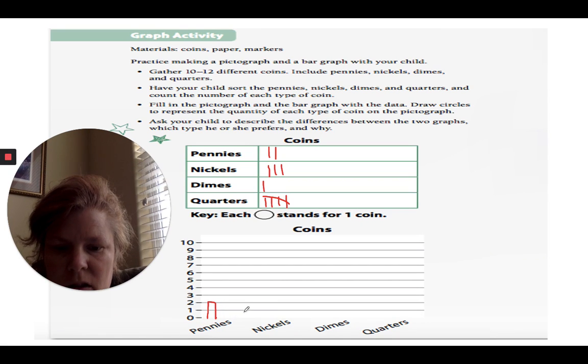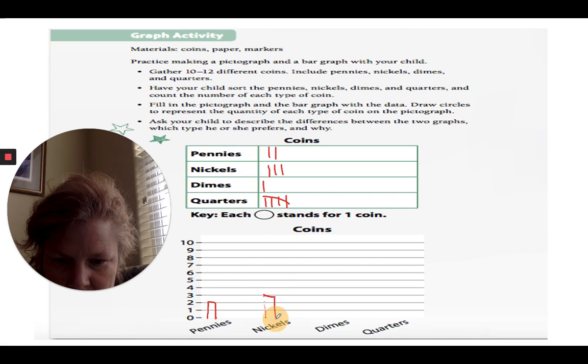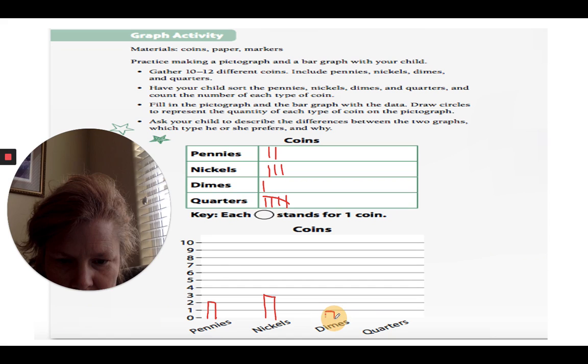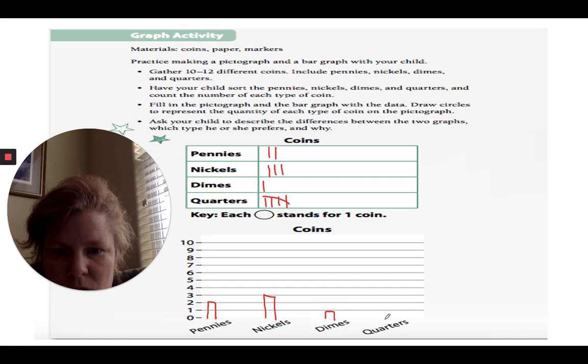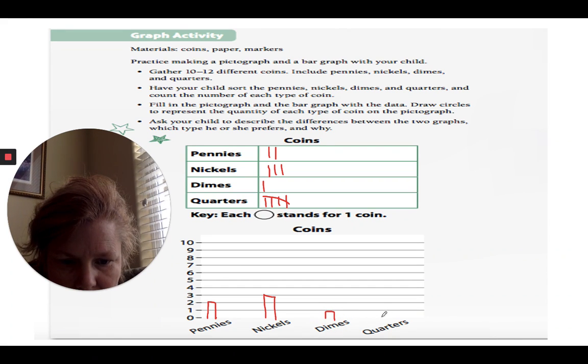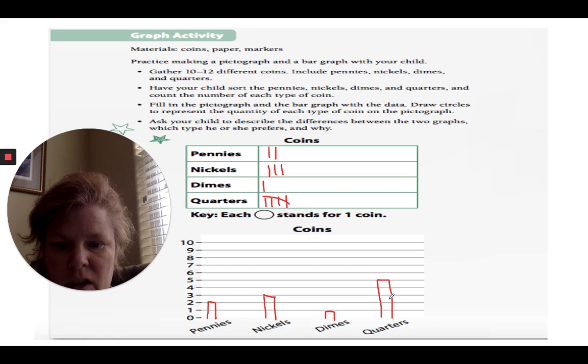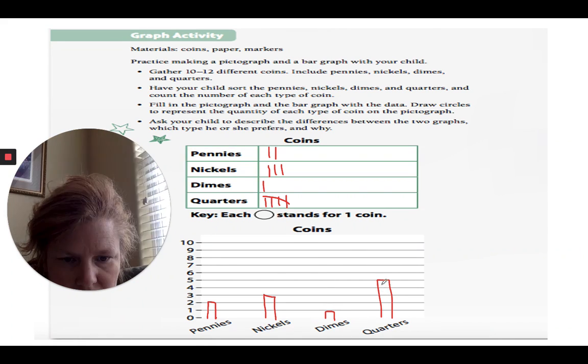And then nickels, we have 3. So start at 0, go up to my 3. And then dimes, I have just 1. Oh, that one's easy. Just go around like that. And then quarters, I have 5. So I'm going to go up. Oh, it's hard to tell. I think that's my 5th line right there. Or I can just count like 1, 2, 3, 4, 5. And you can color them in like this.